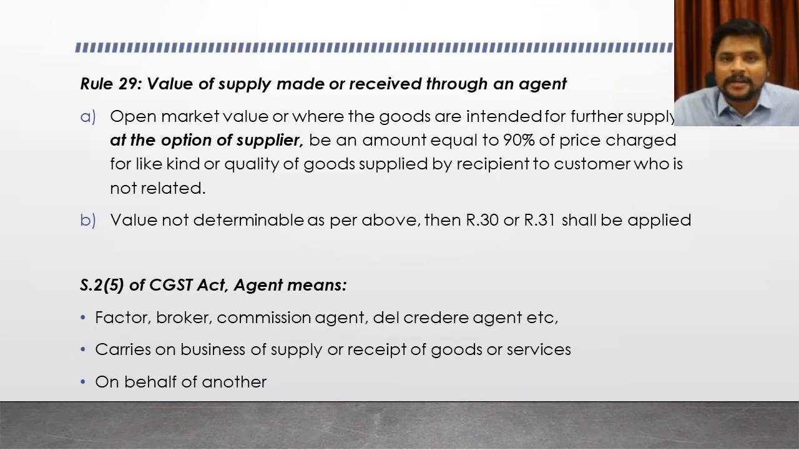Second, the particular person carries on the business of supply or receipt of goods or services. He is in the business of supply of goods or receipt of goods. So that is the second condition. Third condition, the particular person does this business not for his own, he is doing this business on behalf of any other person. If these 3 conditions are satisfied, then he will be called an agent as per section 2 clause 5.